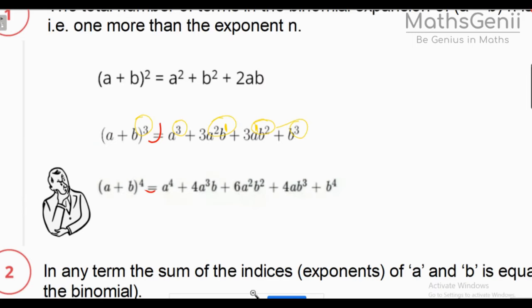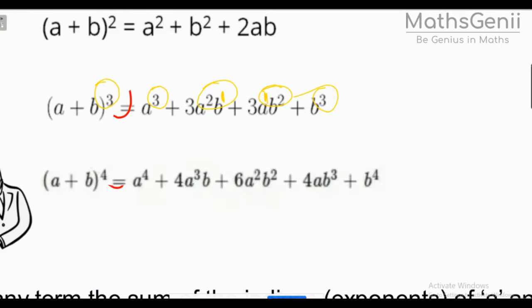What it is saying is that this is the indice. The raised to power is called the indice. In any term, the sum of indices of a and b is equal to the power. Similarly, you can see in the next example also, your hero is 4. So here you have 4. Here you have 3 plus 1, 4, 2 plus 2, 4, 1 plus 3, 4, and 4. So every term of a and b when added turns out to be equal to the n value.